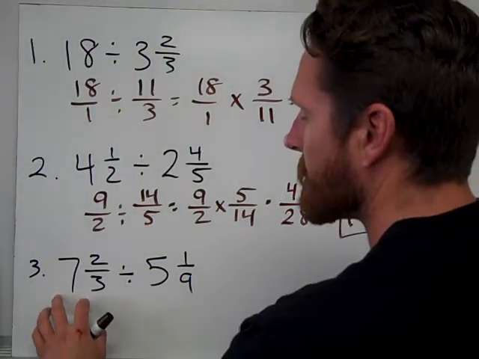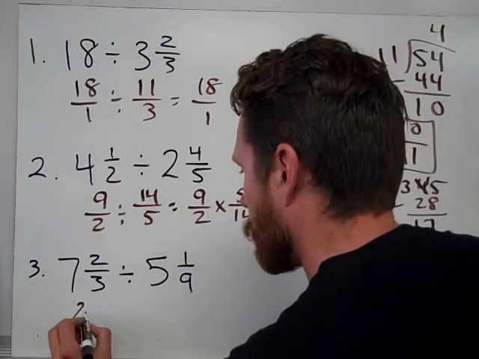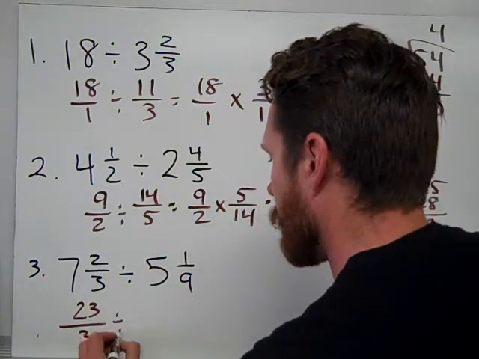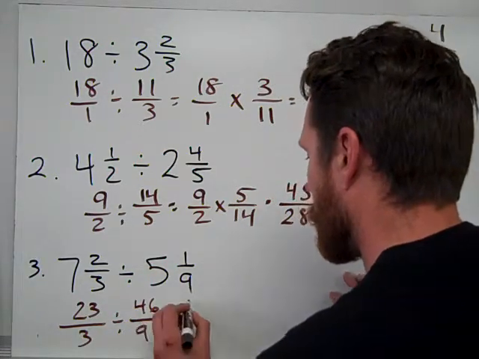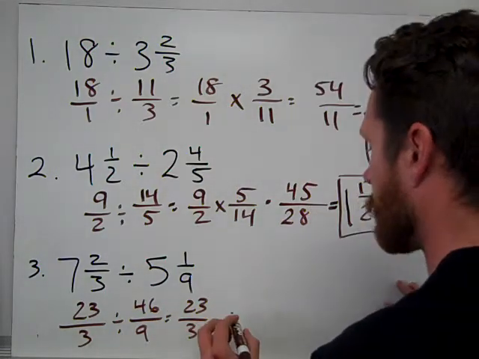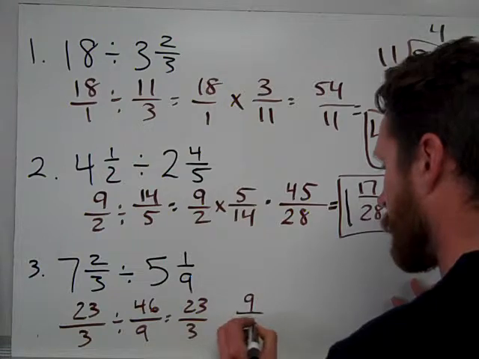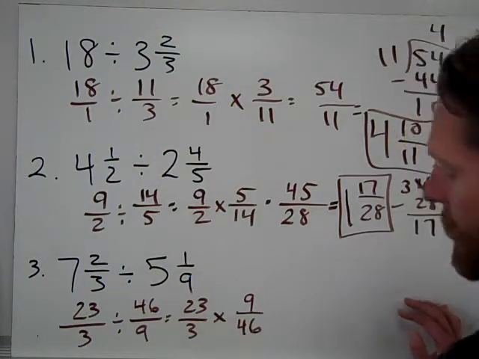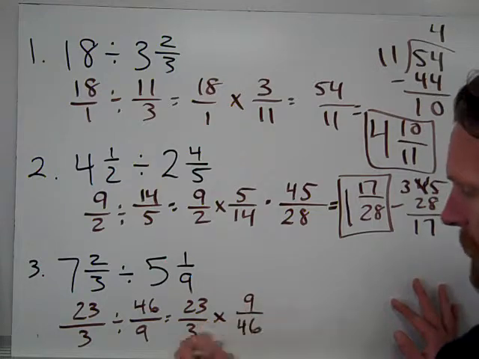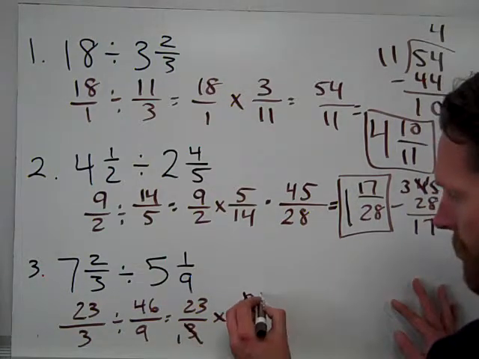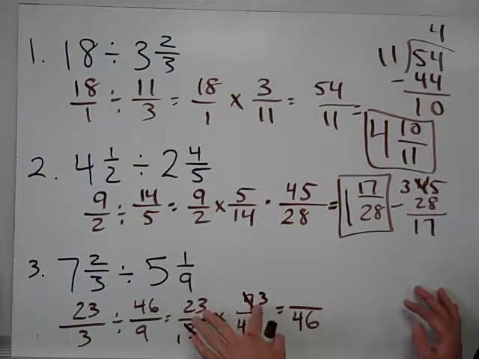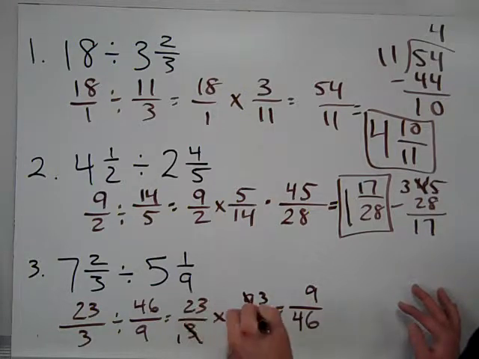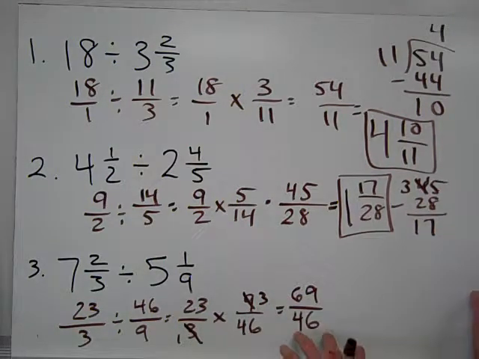Last one. 7 times 3 is 21, plus 2, 23 thirds. Divided by 5 times 9, 45, plus 1, 46 ninths. 23 thirds. Reciprocal. Multiply. Good thing here, we do have a way to simplify. Divide by 3. 46 is on the bottom. 23 times 3. 3 times 3 is 9. 3 times 2 is 6. So we got 69 over 46.